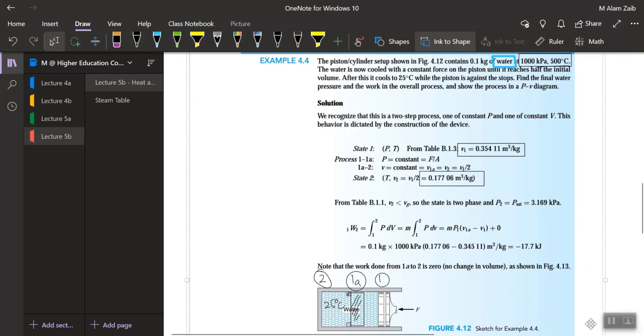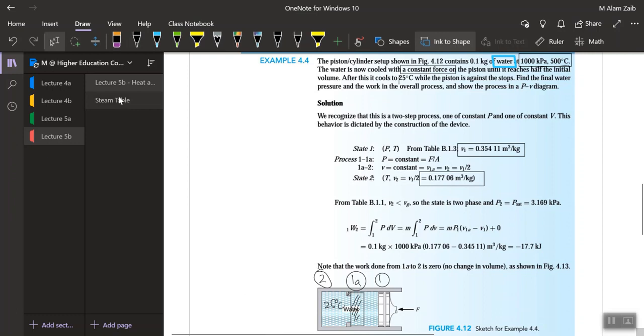Now 0.17706 cubic meter, we will be checking in a steam table again, and obviously we will be looking at the pressure, which is actually the same pressure. The piston is cooled at a constant force, so P1 would be equal to P1A. So the pressure which was initial is now the same pressure as well. So at 1 megapascal, again we would be looking at the volume.